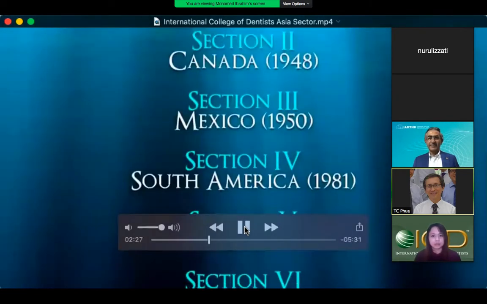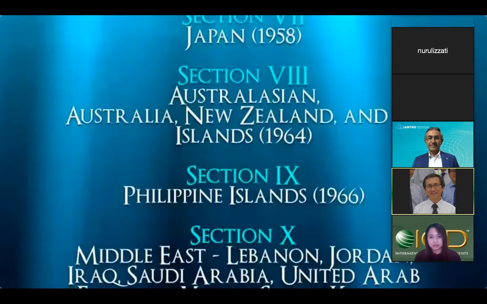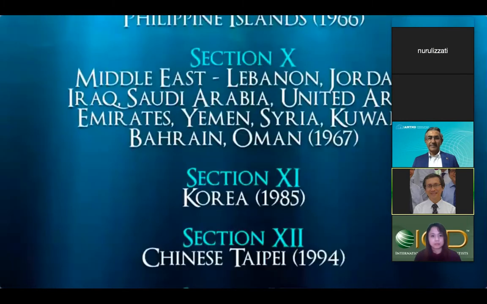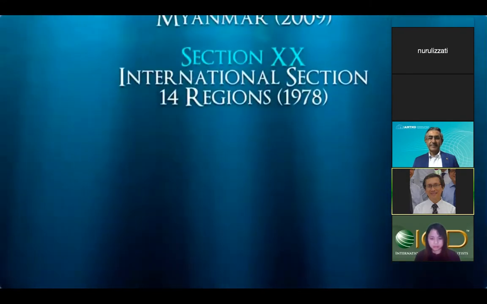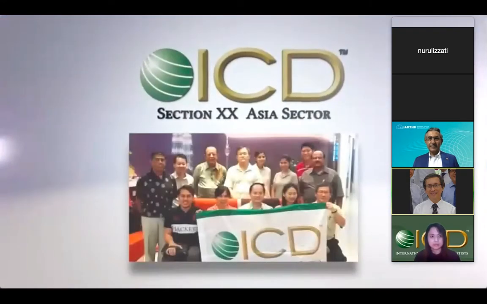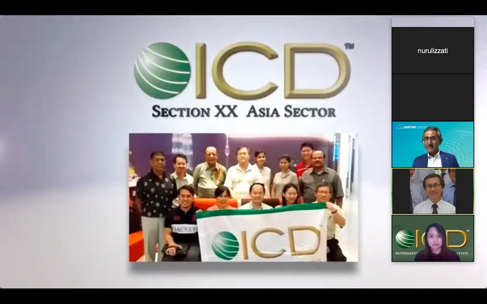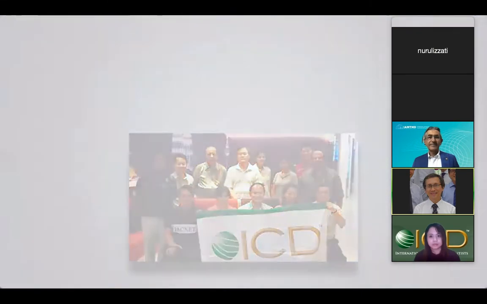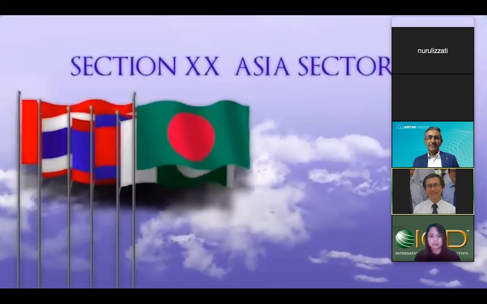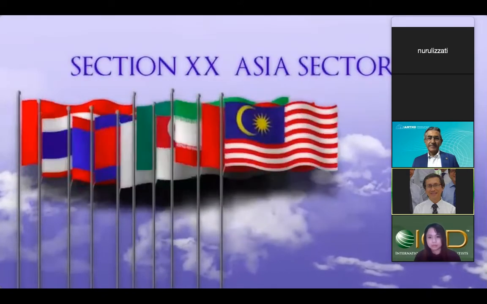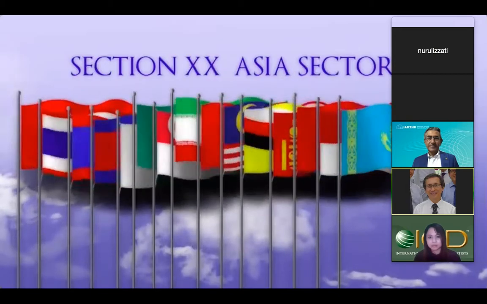Autonomous sections to facilitate administration at local and regional levels and to promote more effectively the aims and objectives of the college. There are currently 11 regions within Section 20 Asia sector that cover 16 countries. The number of countries under Section 20 Asia sector is expanding, and we've significantly grown in the number of new members over the past year.